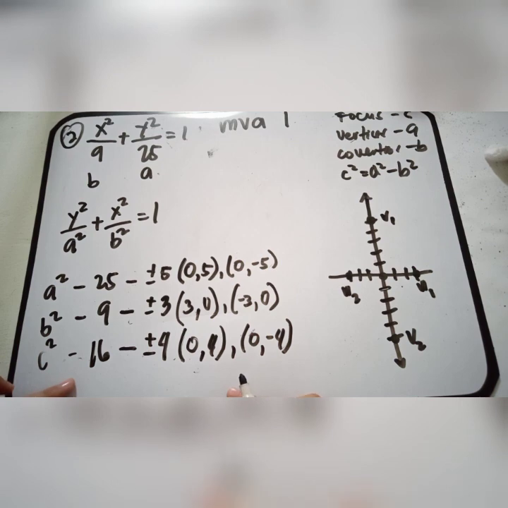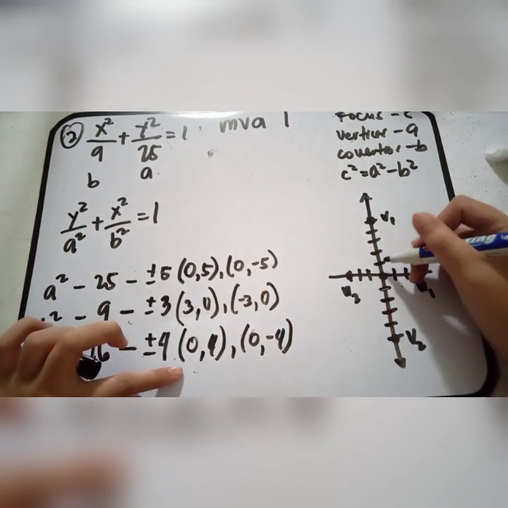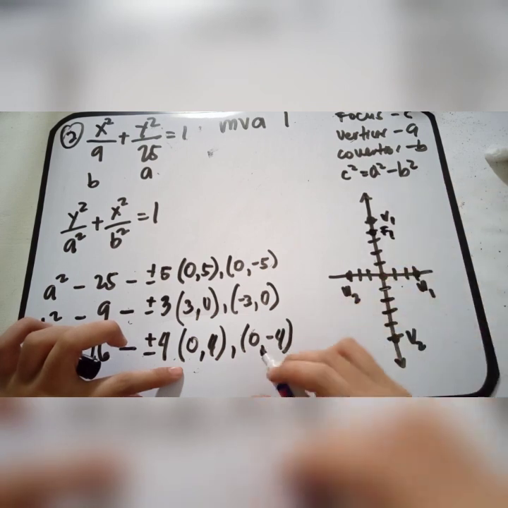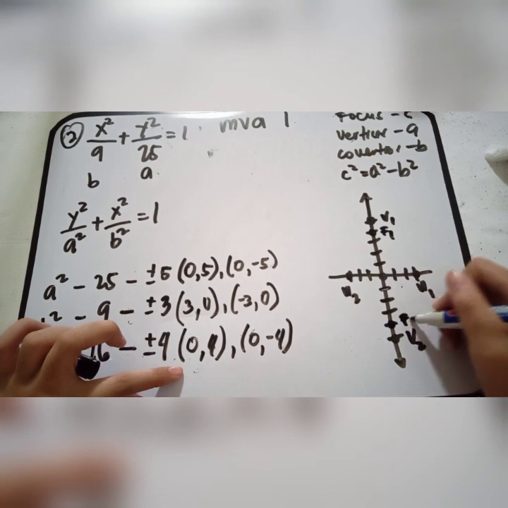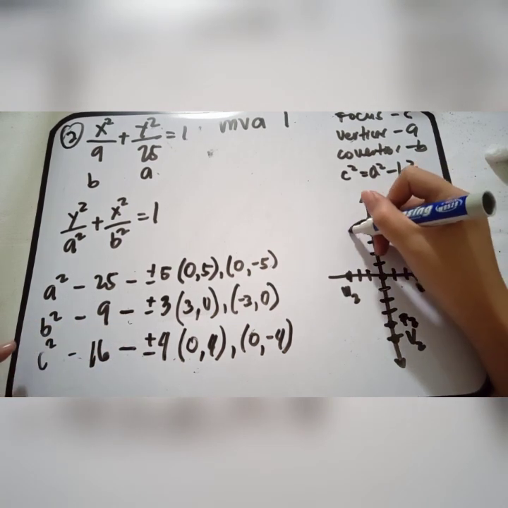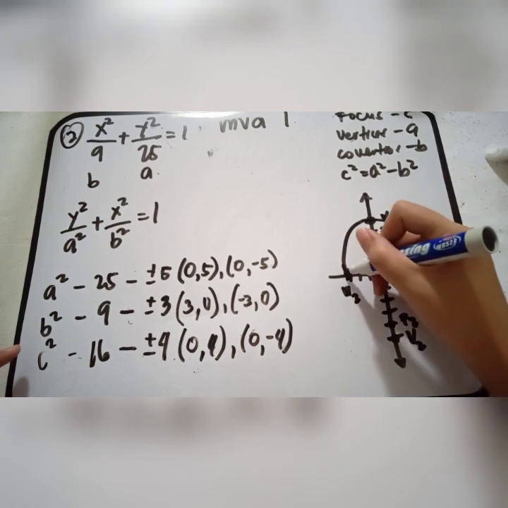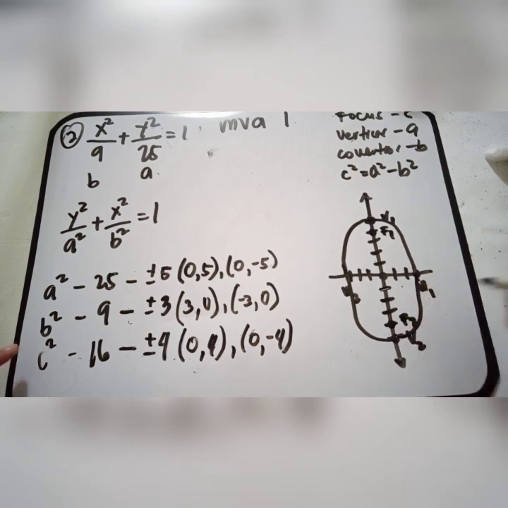Focus is collinear with the vertex in the center. So, it's here. So, let's count. 0, negative 4. So, 1, 2, 3, 4. So, it's here. Focus 1. Then, 0, negative 4. So, 1, 2, 3, 4. So, here is your focus. Let's connect. Ayan na siya. Okay? Clear po ba?